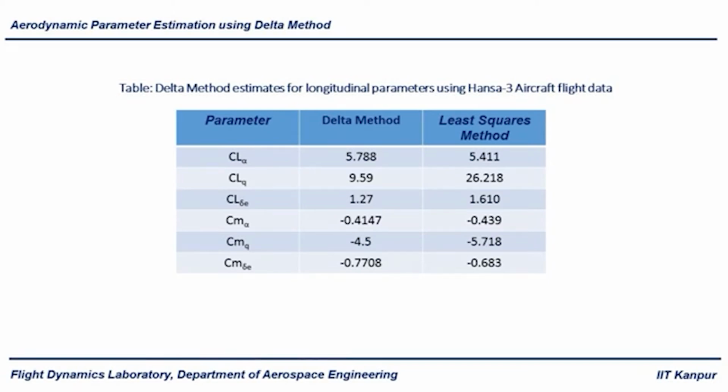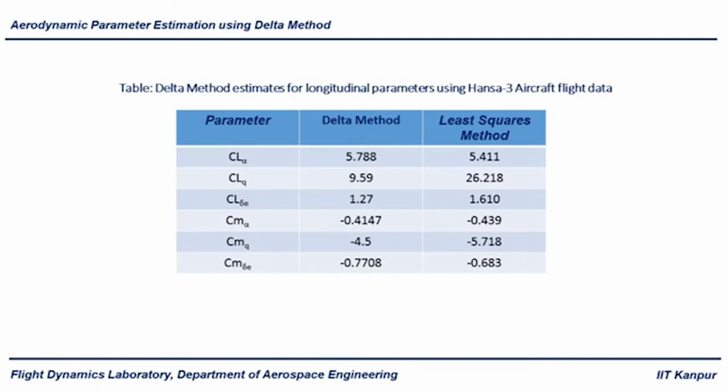So maybe you can design a better input. Here we have applied only a 3-2-1-1 input. If you want to get those dynamic derivatives, then you should capture more dynamic maneuvers, nonlinear maneuvers, where your q will be quite excited, where you will see significant changes in this rate derivative, and from there you can get better estimates of CLq and CMq.